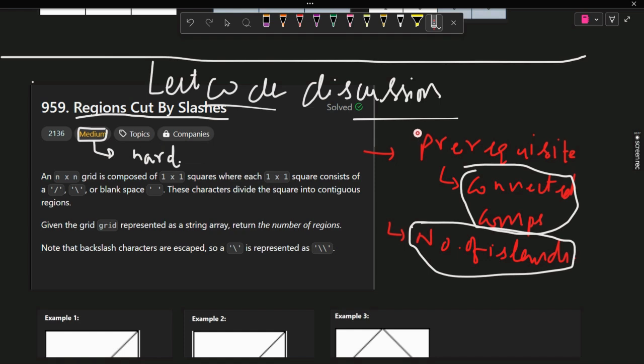So, first of all, let's discuss the prerequisites for this problem. First, you should be aware of connected components in a graph, how to calculate the number of connected components and how to play with the connected components of a graph. Secondly, you should be aware of the problem Number of Islands, which is also a Leetcode problem. I guess this problem is very much inspired by that problem.